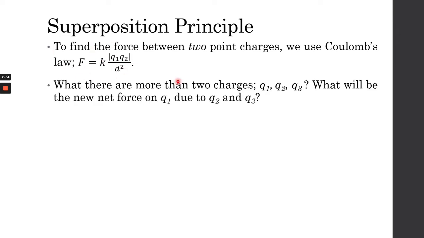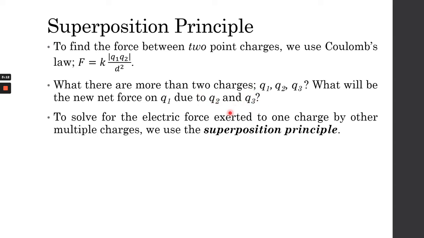But if we have Q1 and Q2 and Q3, how are we going to solve that? What will be the new net force on Q1, or basically the force experienced by Q1 because of the presence of the charge Q2 and the presence of the charge Q3? How are we going to do that? We can do that by using what we call the superposition principle.